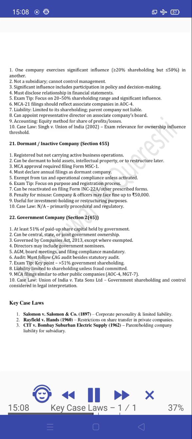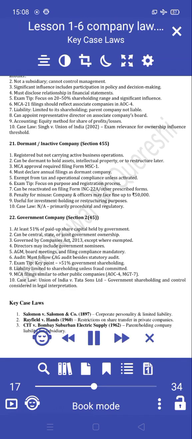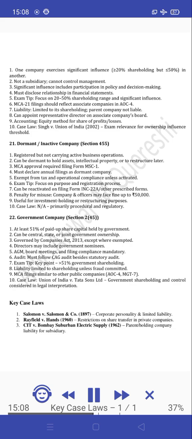20. Associate company, Section 2(6). 1. One company exercises significant influence, greater than or equal to 20% shareholding but less than or equal to 50% in another. 2. Not a subsidiary. Cannot control management. 3. Significant influence includes participation in policy and decision making. 4. Must disclose relationship in financial statements. 5. Exam tip: focus on the 20-50% shareholding range and significant influence.